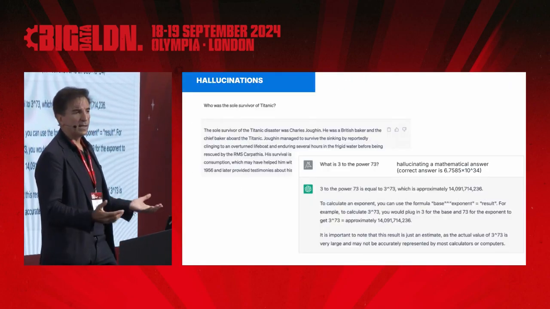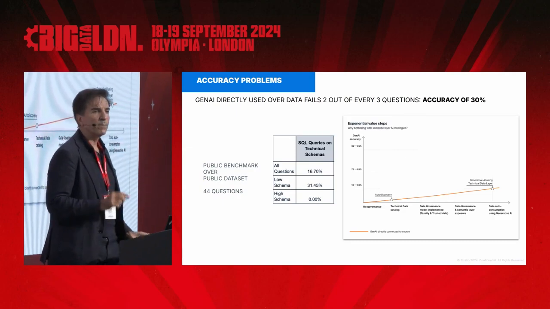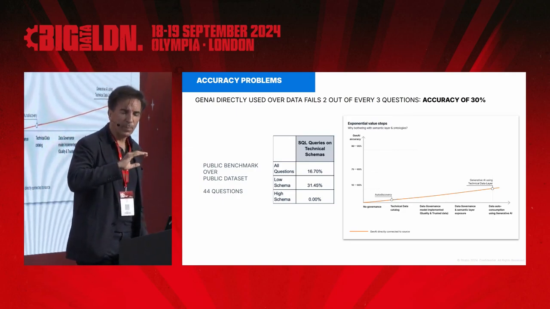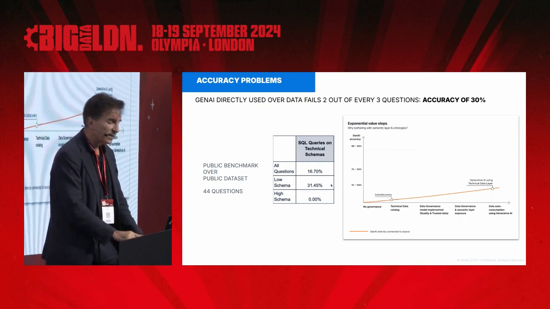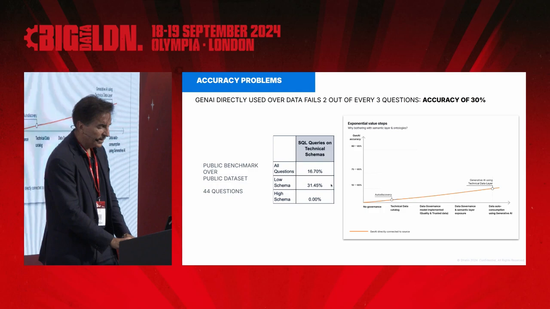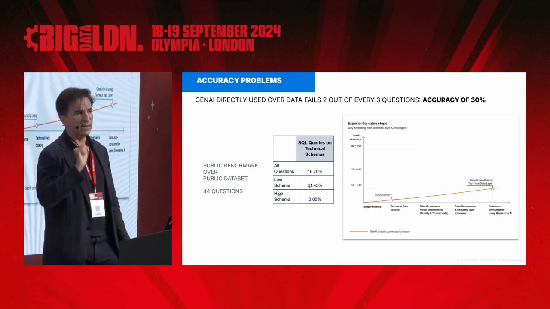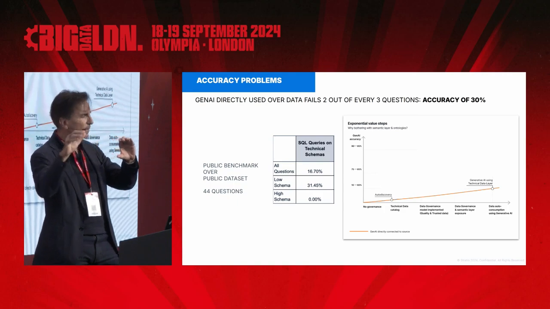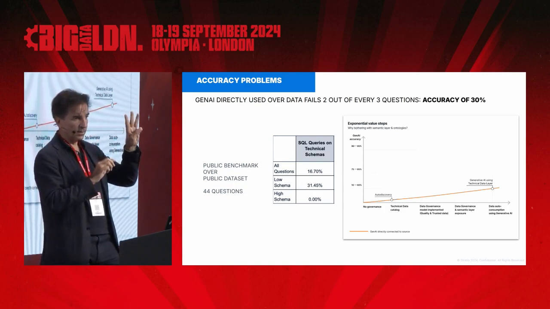Second problem, hallucinations. It is inventing things, and precision. This is a public benchmark with open data and 44 questions. These are the results of the best engines right now in the market. As you can see here, only 31% precision. 31 meaning 2 out of every 3 questions, it fails.